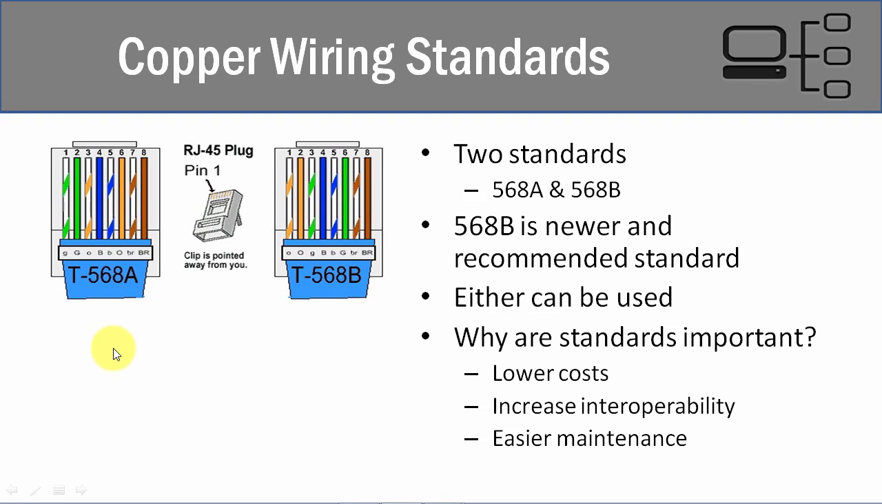We're going to jump back and talk about our twisted pair copper network cabling again, and we're going to talk about the wiring standards. The reason is, number one, it is the most popular and most prevalent type of network cabling out there in the networking world today.